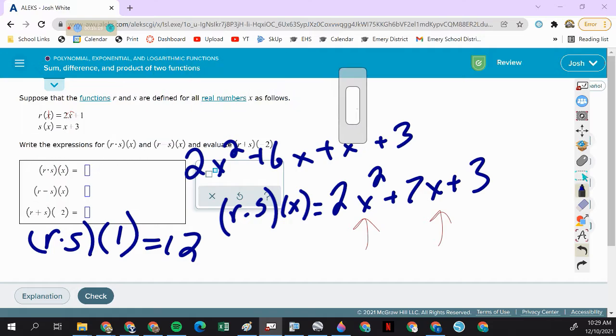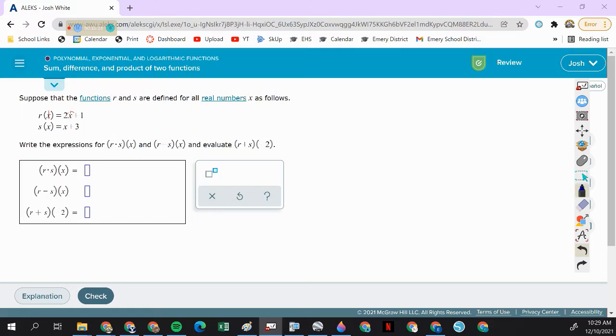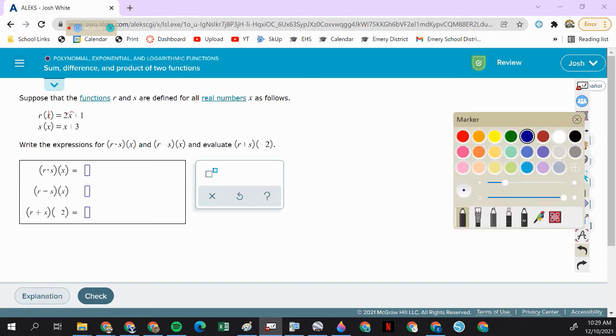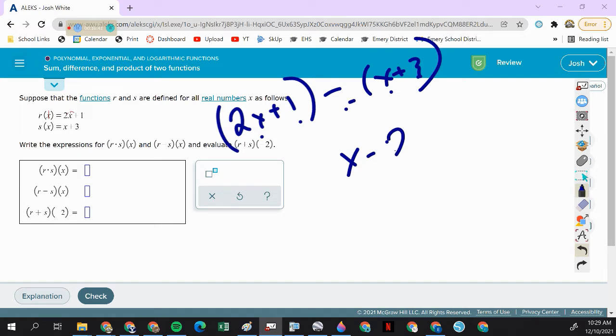Okay? So the r minus s function just says, take the r function, 2x plus 1, and subtract the s function, x plus 3, and we get 2x minus x is x, and 1 minus 3 is negative 2. This is the r minus s function.